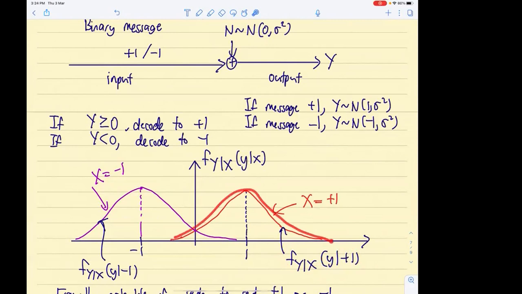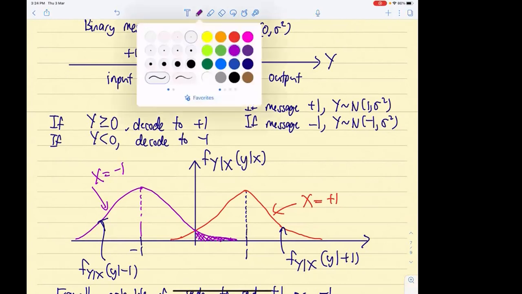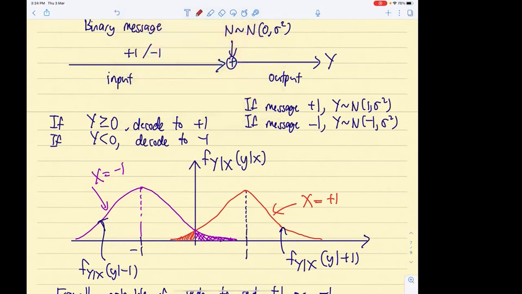So if I send 1, then the output looks like this. If I send minus 1, the output looks like that. And when do I make a mistake? If I send minus 1, I make a mistake precisely when I land in the right half plane. I'm accumulating this area here, I'm trying to integrate this area. This is where I make a mistake. This place is the probability of error when I send minus 1. And similarly, this spot is the accumulation of all the probabilities that I make a mistake if I do send x equals plus 1. And this should be symmetric, except that my drawing is not very good. Make sense?